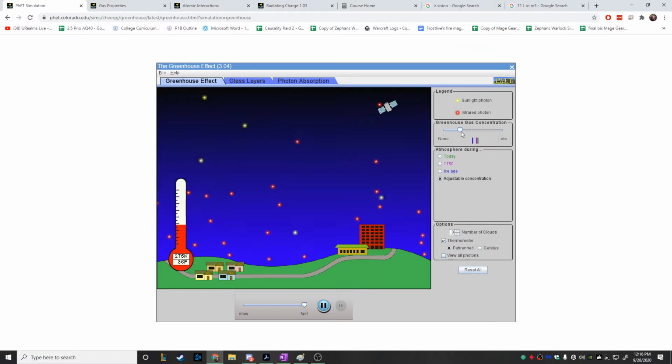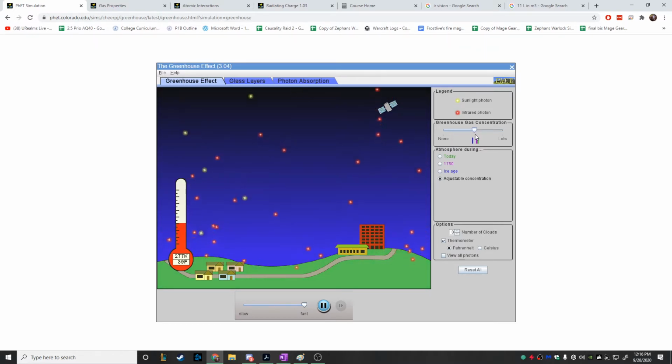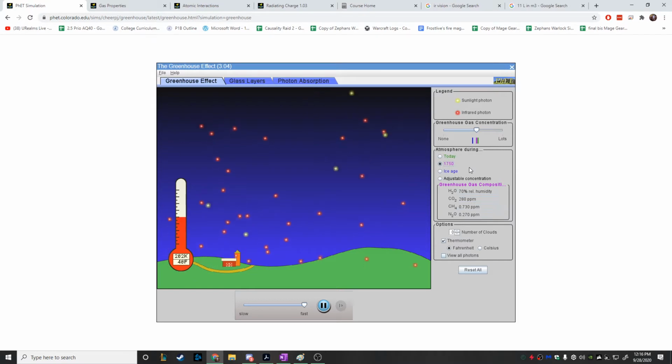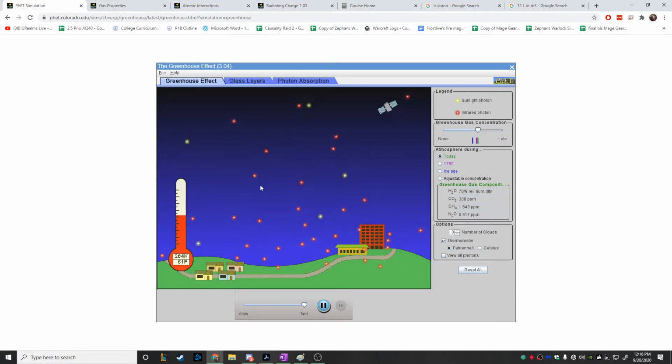But if we add more stuff into the atmosphere, so what is this? This is around 1750. There's a little farmhouse or something like that, and then we can go to today. The difference is that you'll notice a lot more of these red molecules bounce back down. Okay, and part of the reason why that's happening is because molecules like CO2 will absorb.